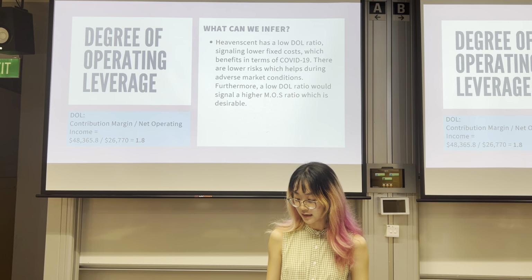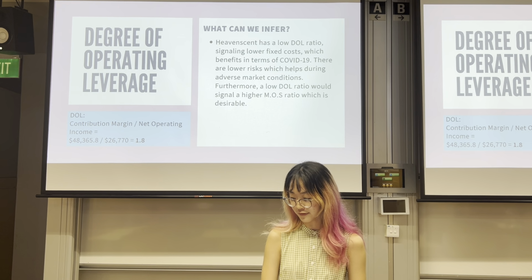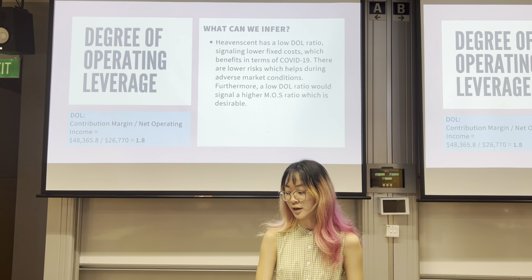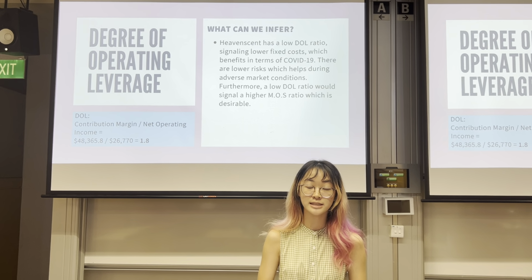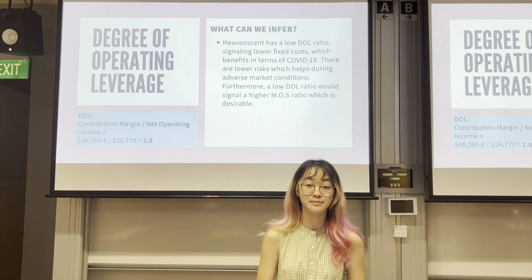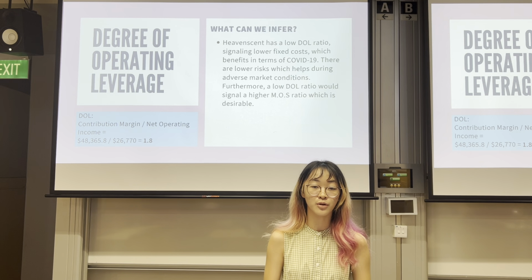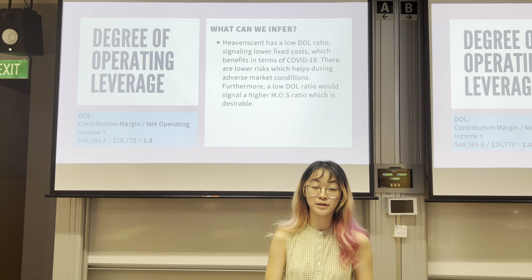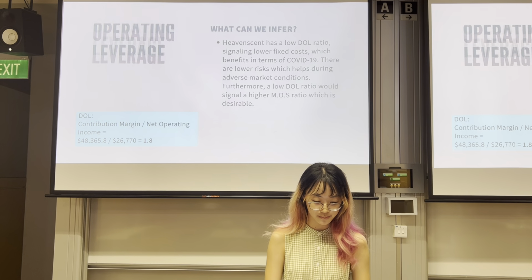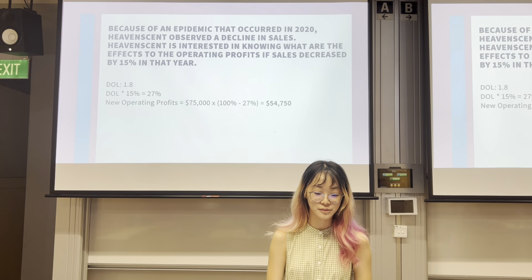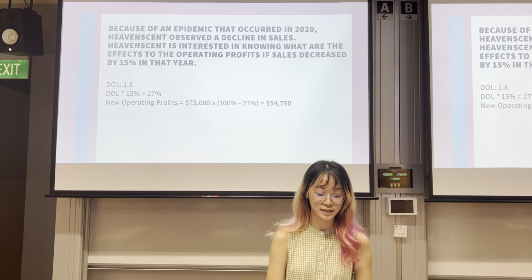And then finally, degree of operating leverage, we use contribution margin and net operating income to calculate DOL of 1.8. So the low DOL lets us infer that Heavenscent uses lower fixed costs, which is actually beneficial for them in the adverse market conditions, such as during COVID. So furthermore, a low DOL ratio can also indicate a higher MOS, which is also beneficial.